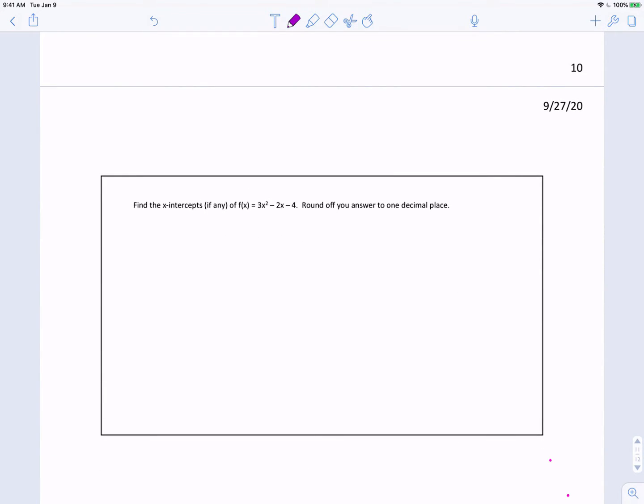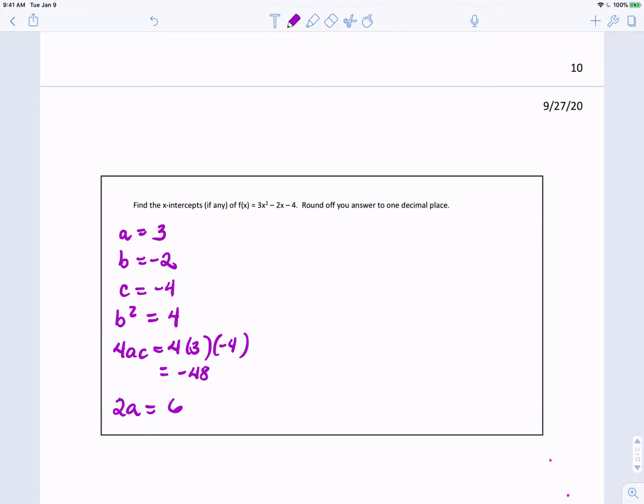Here's an example. Find the x-intercepts, if any, of f of x is equal to 3x squared minus 2x minus 4. Round off your answer to 1 decimal place. So we're going to use the quadratic formula. a is equal to 3, b is equal to negative 2, c is equal to negative 4. b squared is negative 2 times negative 2, or 4. 4ac is 4 times 3 times negative 4, or in other words, negative 48. And 2a is 2 times 3, or 6.